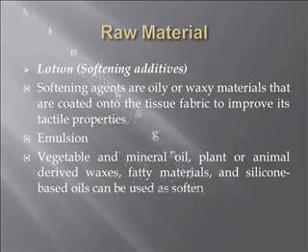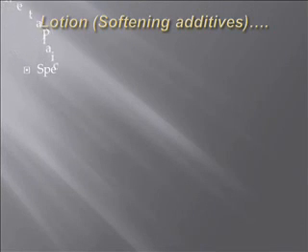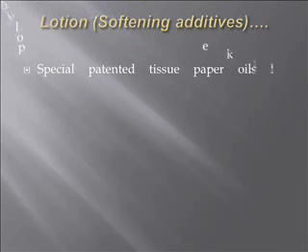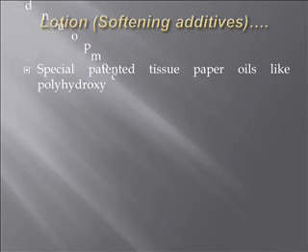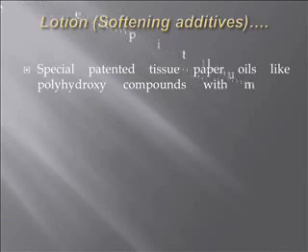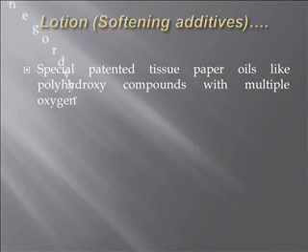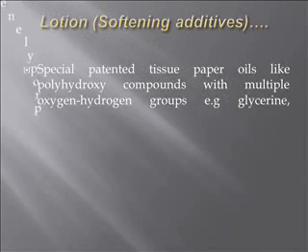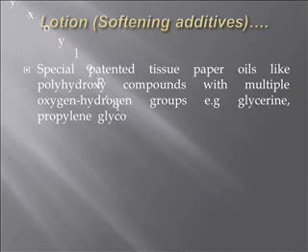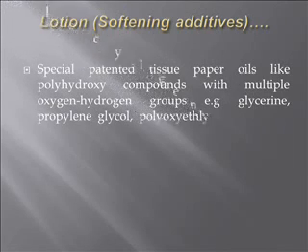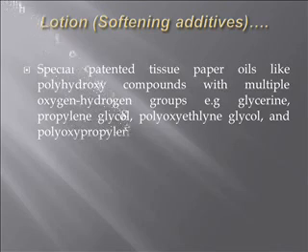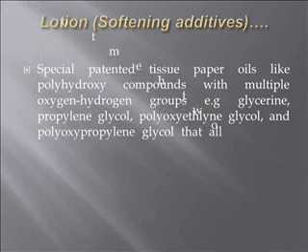Mayonnaise is an example of a food product emulsion. The oily materials used in lotion typically include vegetable and mineral oil, plant or animal derived waxes, fatty materials, and silicone based oils. The wet tissue paper industry is using special patented oils like polyhydroxy compounds with multiple oxygen hydrogen groups like glycerine, propylene glycol, polyoxyethylene glycol, and polyoxypropylene glycol that allow them to interact with water, and these are used as softening agents.